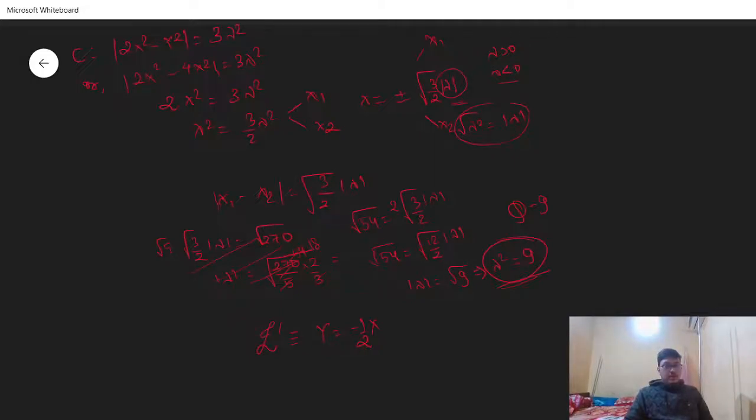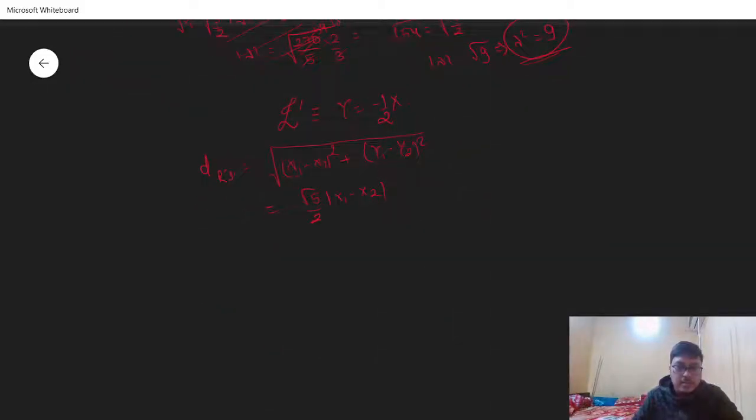And we have to again repeat the process of finding the distance. D, R dash S dash, would be x1 minus x2 square plus y1 minus y2 square. Again, by putting this, we would get root 5 by 2 mod x1 minus x2. So how could we find mod of x1 minus x2? We would use C.